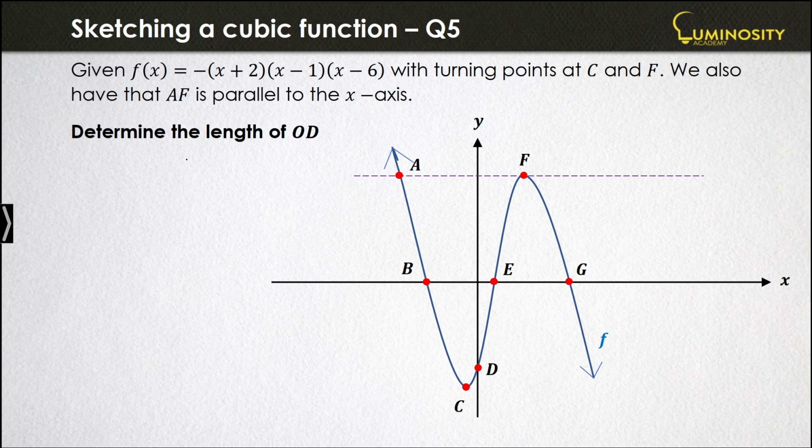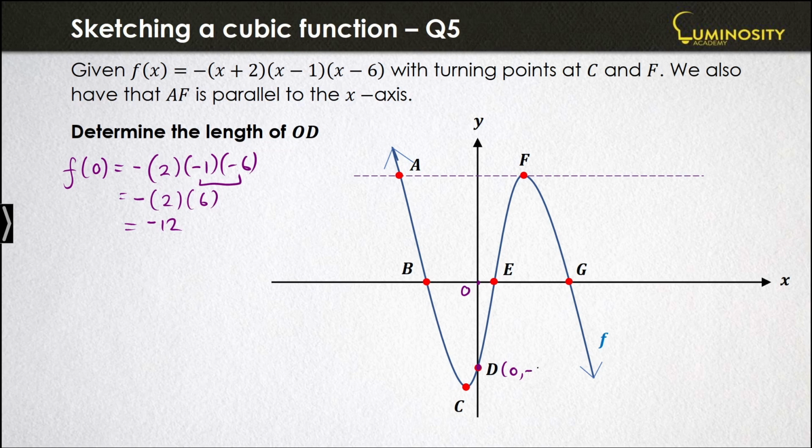The length of OD. D here is the y-intercept. So that's when we plug in x equals 0. So let's go find that. If I put f of 0, I'm going to have negative, 0 plus 2 is 2, 0 minus 1 is -1, 0 minus 6 is -6. So I have -1 times 2 times -1 times -6, which is 2 times 6 is 12, times -1 is -12, which makes sense based on the location of that intercept on the graph. So from the origin, 0, 0, down to that point, the length of OD is 12 units. Awesome.